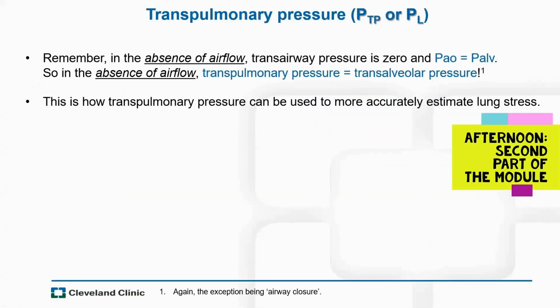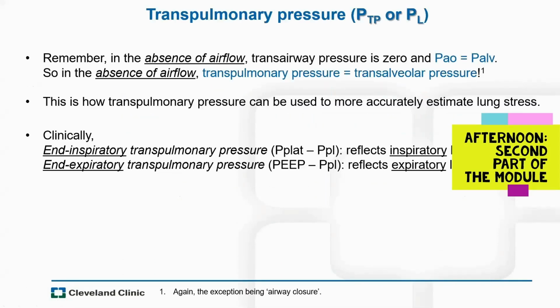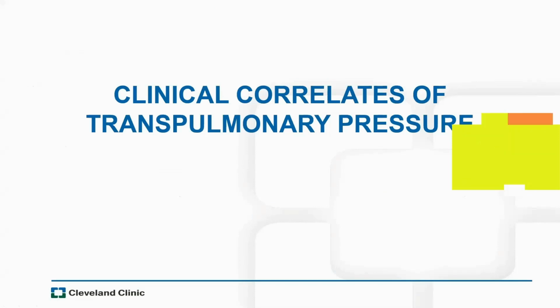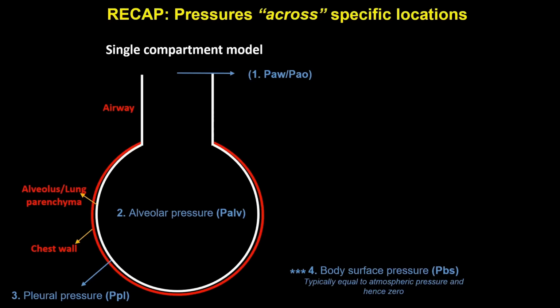All right, so this is where we were before we ended the first session. And what we were going to talk about was clinical correlates of transpulmonary pressure. So this is actually the more clinically relevant part of the discussion. Before I do that, I wanted to add a recap slide because we talked a lot this morning about different pressures and there's a lot of terminology.